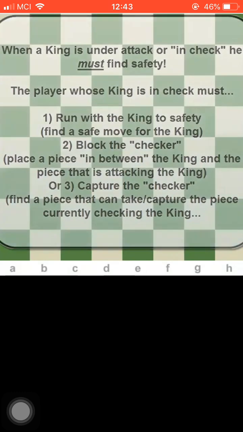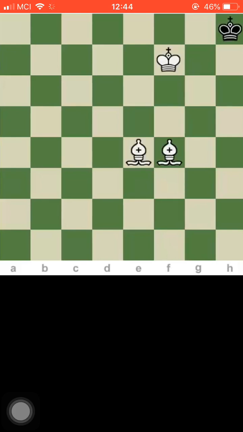The piece that is checking the king must be removed, blocked, or the king must find safety. When neither one of those 3 things is possible, a normal check has just become checkmate, and this is the goal of every chess game you play.